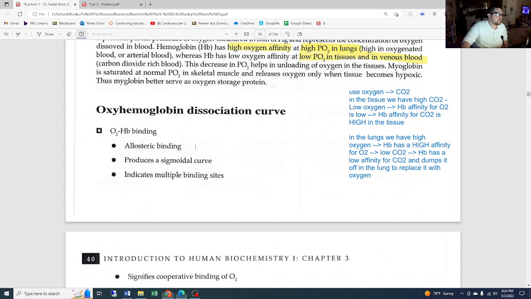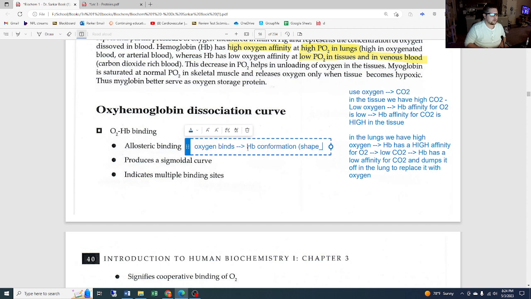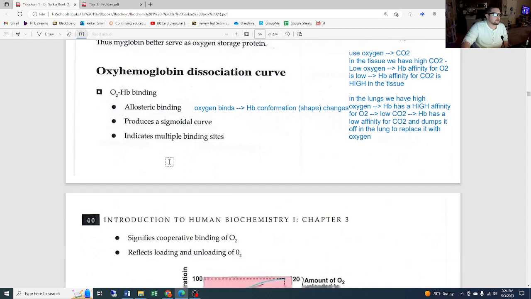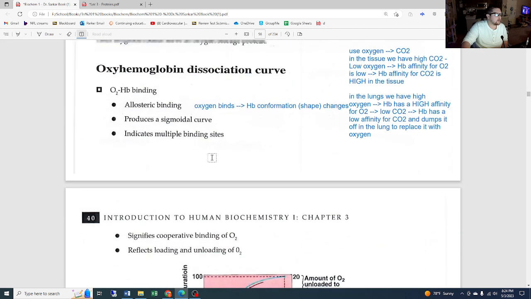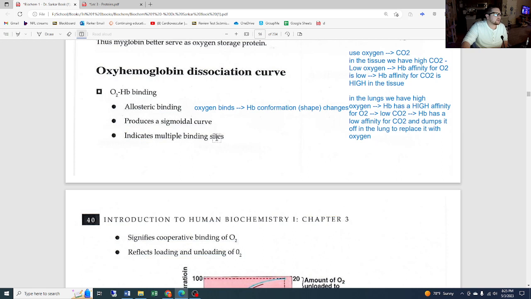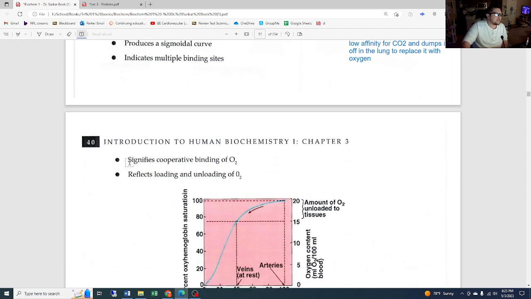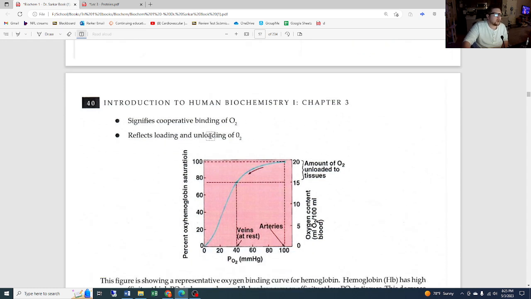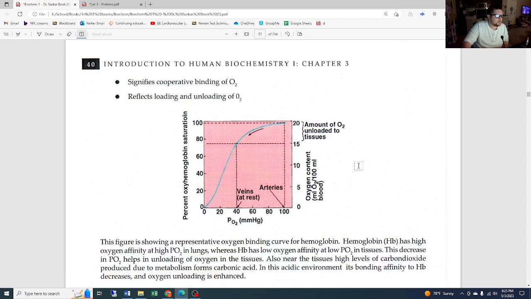So allosteric binding means that when oxygen binds, hemoglobin conformation or shape changes. It's going to produce a sigmoidal curve. Sigmoidal just saying that S shape. It indicates multiple binding sites. We talked about this a little bit ago, where hemoglobin will be able to bind multiple oxygen. And it signifies cooperative binding of O2. It reflects loading and unloading of O2 as well.